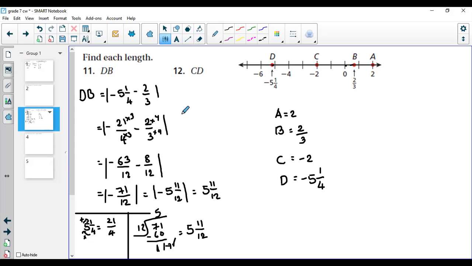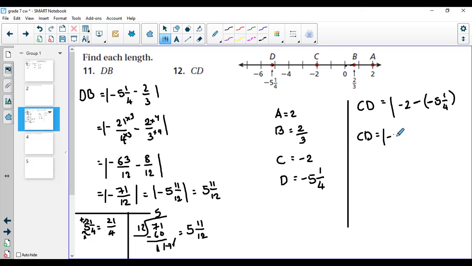Again, it is C and D. So I think I'll do that here rather than doing it and messing up the whole place there. Okay, so I'm finding the distance of CD. So C is -2 and D is -5 1 over 4. Now again, this minus is for the question because we need to subtract, and this is from the number. That's why we have 2. So what will that end you up with? Negative into negative will give you a positive 5 1 over 4.